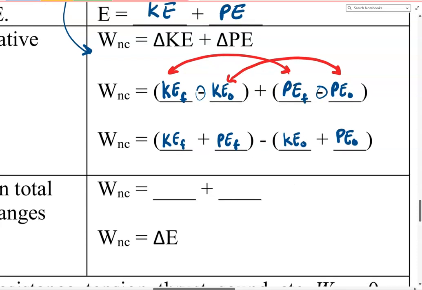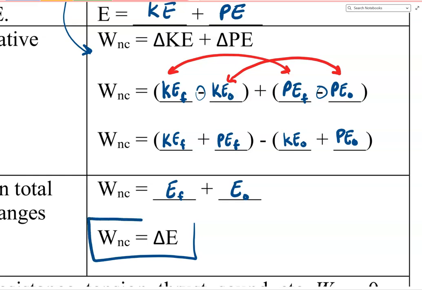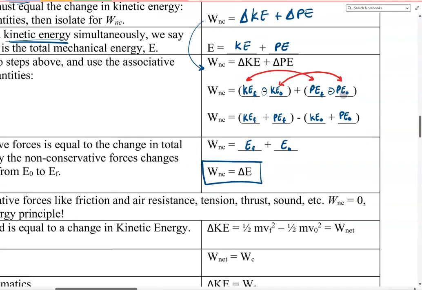Okay, well, that might look familiar to you. Kinetic energy plus potential energy, well, that's what we just called our total energy. So we'll call that energy final, since this is the total energy possessed by an object at the end of an event. Both of those are the energies at the final position. And then the kinetic energy initial and potential energy initial sum together is the total mechanical energy initial at the beginning of the event. So therefore, we can now say that the work done by non-conservative forces is simply the change in mechanical energy.